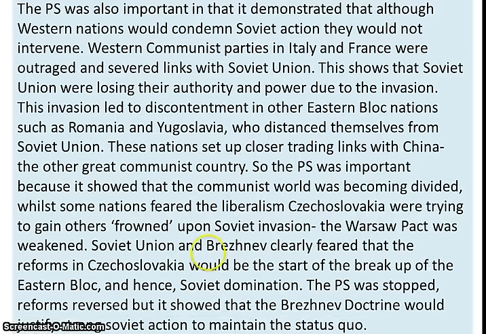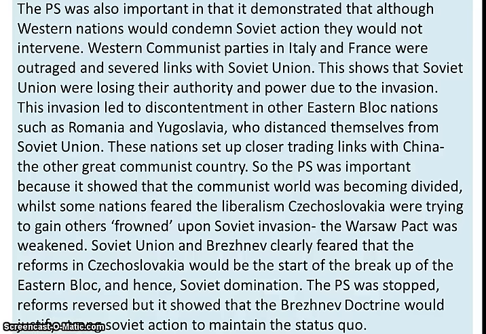The Prague Spring was also important in that it demonstrated that although Western nations would condemn Soviet action, they would not intervene. Remember, America were fighting a war in Vietnam at this time. Western communist parties in Italy and France were outraged and severed links with the Soviet Union. This showed that the Soviet Union were losing their authority and power due to their invasion of Czechoslovakia.